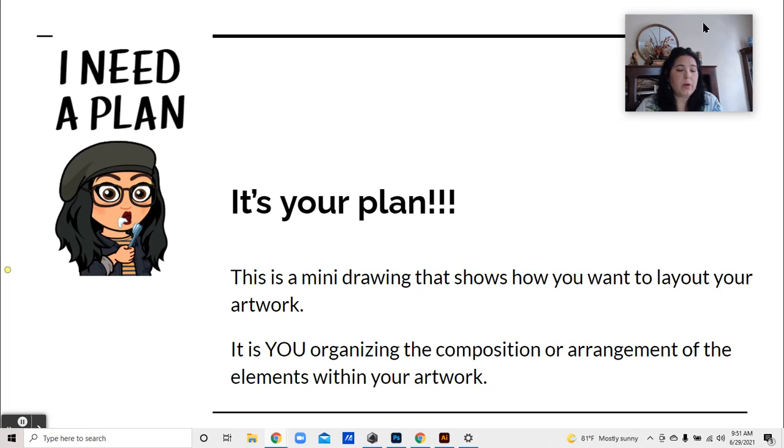So we call it organizing your composition, organizing the elements of art and the principles of design. If you don't know what those words mean, don't worry. We're going to learn about them throughout the year. What we want you to understand right now is what a thumbnail is. So let's look at examples.